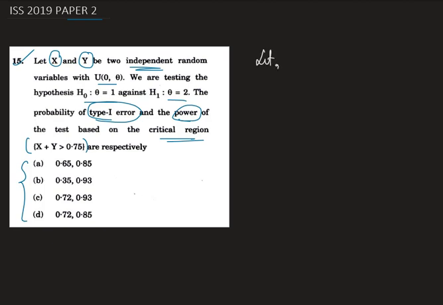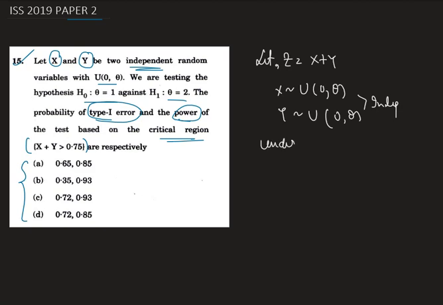Let z equals x plus y, where x is uniform 0, theta and y is uniform 0, theta also, and they are mutually independent random variables. Now under H naught, theta is equal to 1. Therefore the type 1 error is equal to probability under H naught z greater than 0.75.